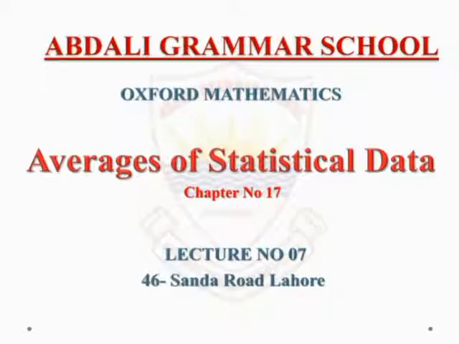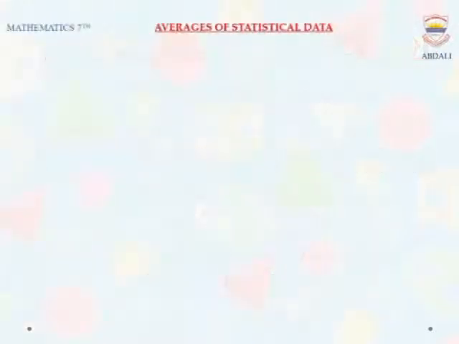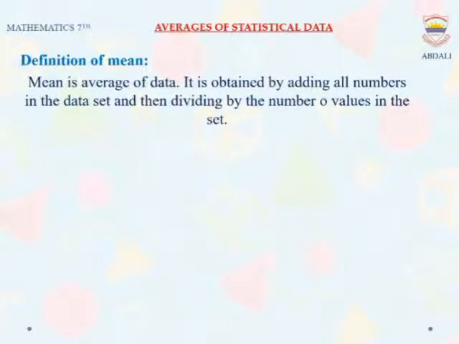So let's start today's lecture. Firstly, we are going to see the definition of mean. Mean is the average of data. It is obtained by adding all numbers in the data set and then dividing by the number of values in the set. So class, in mean we divide the sum of all data by the number of data.